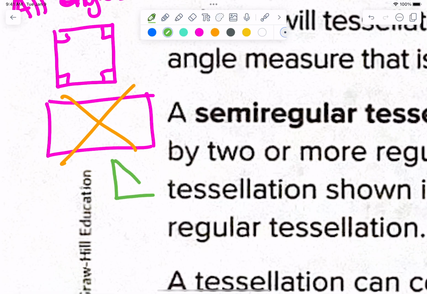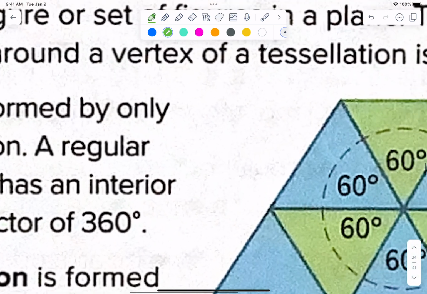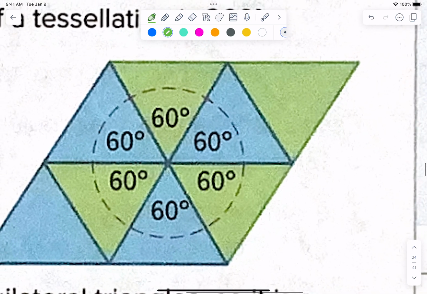Triangles. Let's say I have a triangle like this. Is that a regular figure? No. Some triangles are, if they are equilateral. An equilateral triangle is a regular figure, okay? So let's bump over here. These are all equilateral triangles, right? That they fit together, okay?